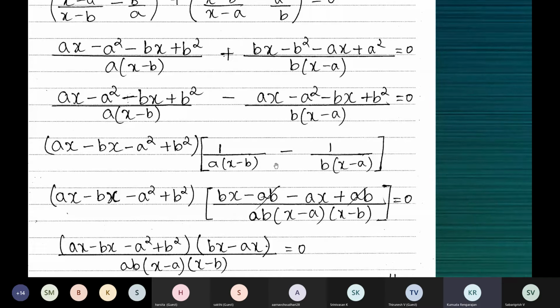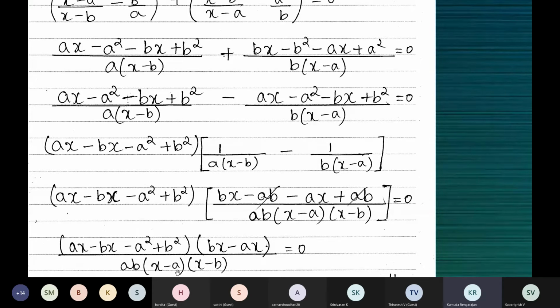So like if you have X into Y by Z, it is XY by Z. So just like that. So this one into this one. So this one is here. And what remains here is BX minus AX divided by AB into X minus A into X minus B is equal to 0.